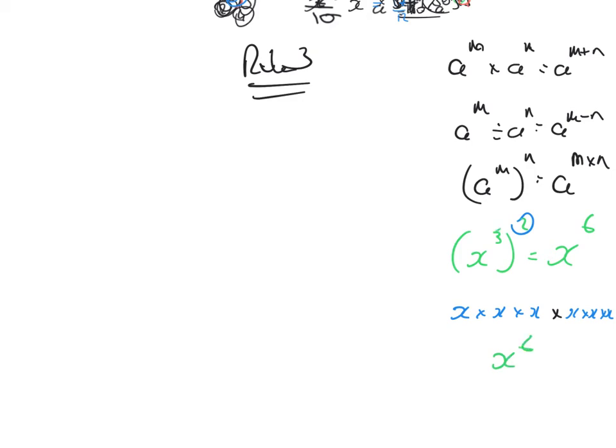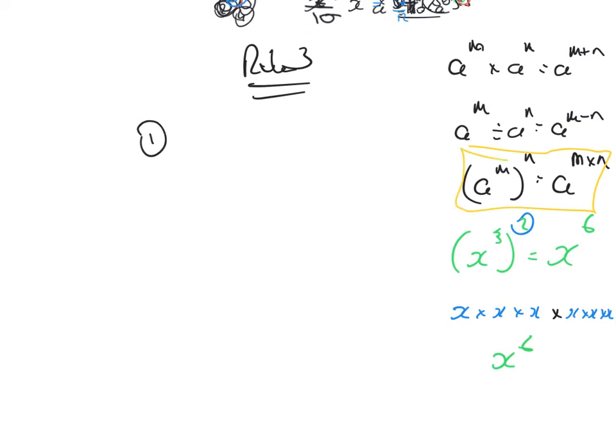Now how do we get there? By multiplying the powers. So a to the power m brought to the power n is equal to a to the power m times n. So that's rule 3 of indices. Make sure you've got it down. A to the power m brought to the power n is equal to a to the power m times n.